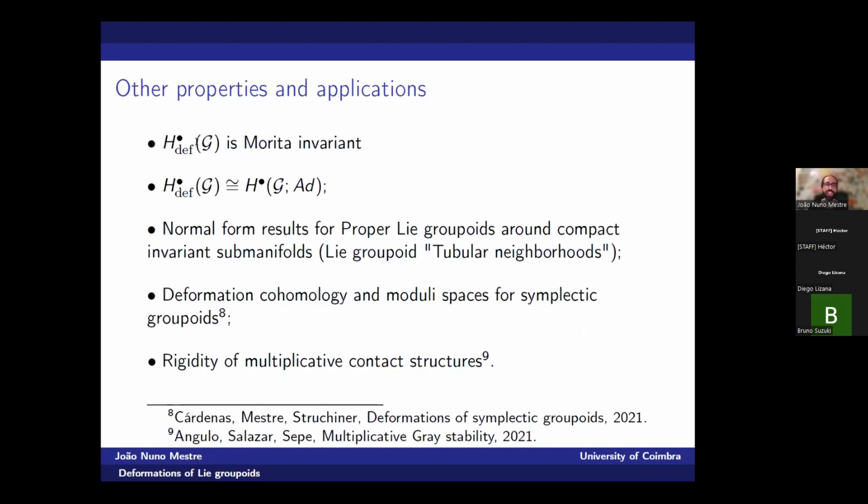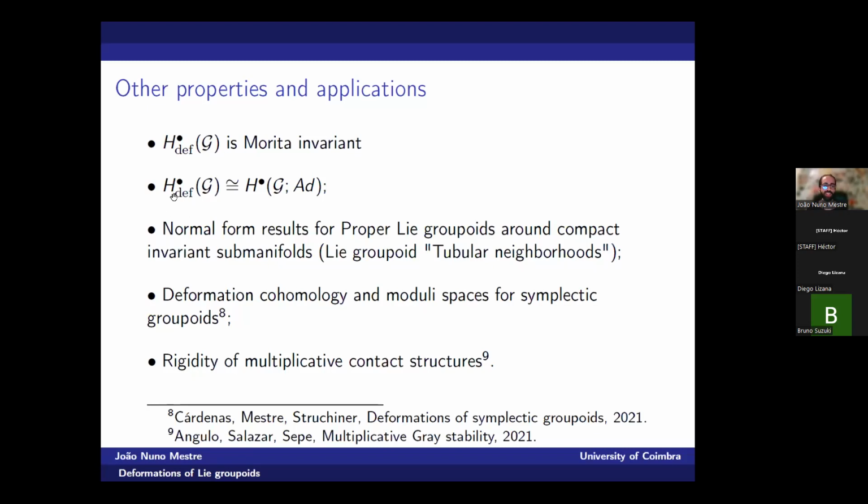So first of all, this deformation cohomology is what's called a Morita invariant. So what that means is that it's an invariant associated to the orbit space of the groupoid. So this gives a cohomology associated to differentiable stacks, these sort of singular spaces that are described by Lie groupoids.